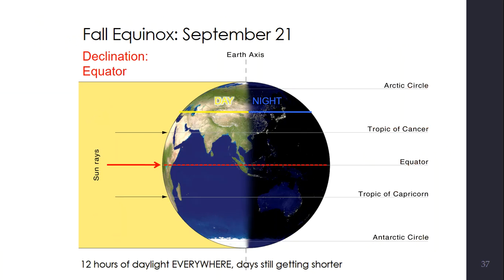The fall equinox, which happens on September 21st, those sun rays are striking right at the equator, and everywhere on the planet is getting exactly 12 hours of daylight. The days are still going to get shorter in the northern hemisphere.